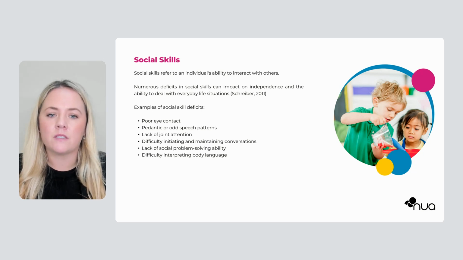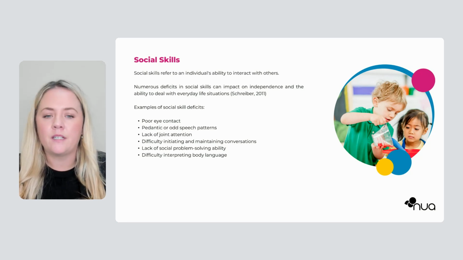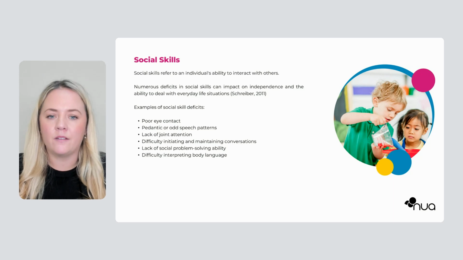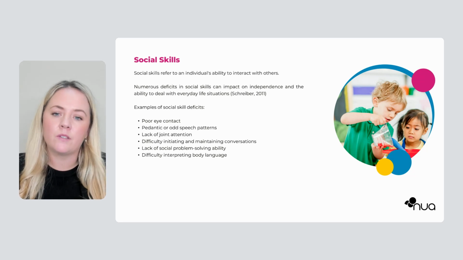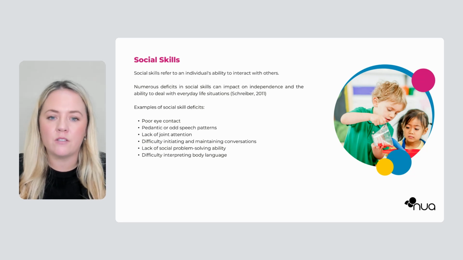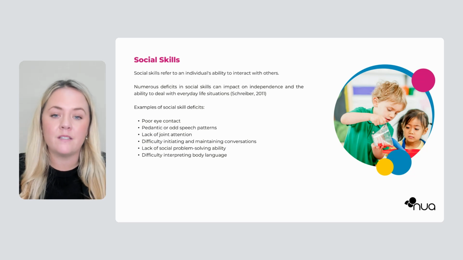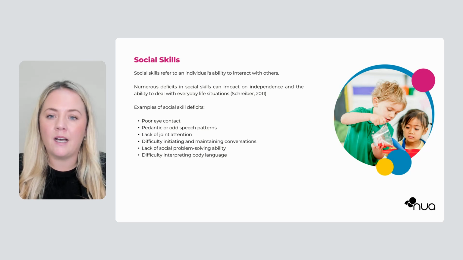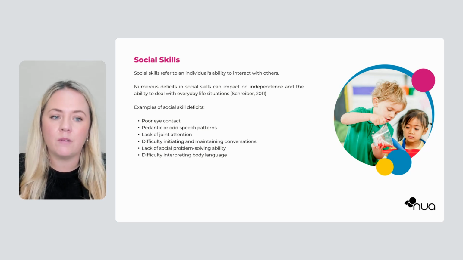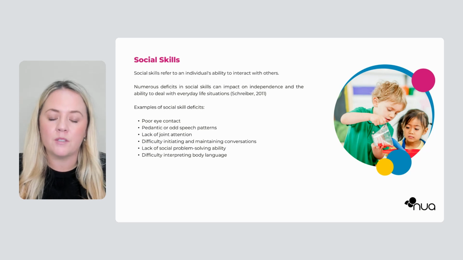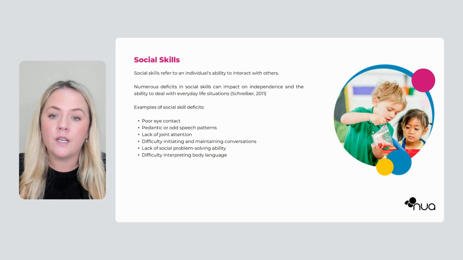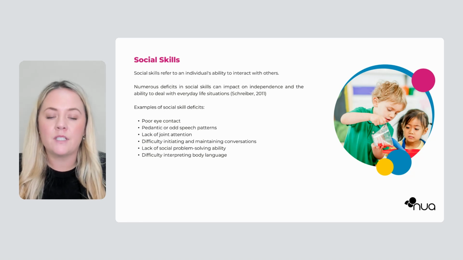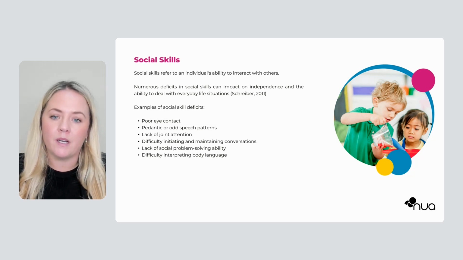Some examples of social skills deficits or difficulties include poor eye contact, pedantic or odd speech patterns, lack of joint attention with others, difficulty initiating conversations with others, or difficulty maintaining conversations over time, and even difficulties with ending conversations. Lack of social problem solving ability, so the lack of ability to understand socially what's happening and the lack of ability to solve problems that are occurring socially for them, and difficulty in interpreting body language as well.